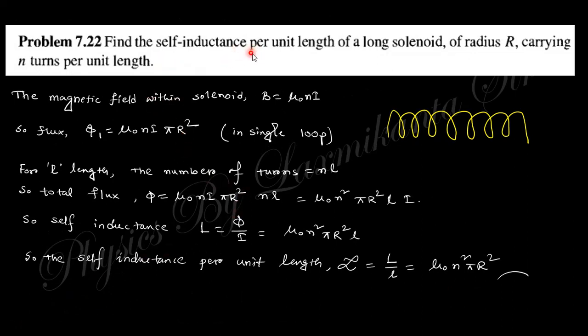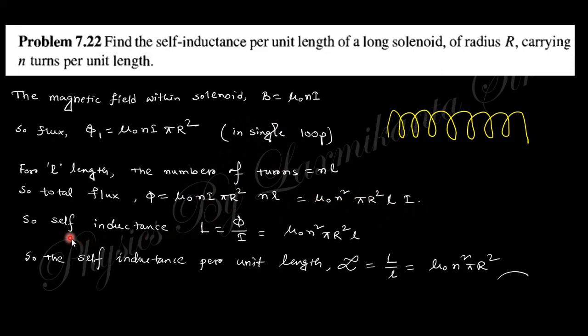Find the self inductance per unit length of a long solenoid of radius r carrying n turns per unit length. This is a solenoid whose turn density is n turns per unit length. The magnetic field within this solenoid times the area gives the flux for a single loop. If you take length L, the number of turns will be n times L, because n is the number of turns per unit length. So the total flux is the product of this number of turns and the flux through a single loop.